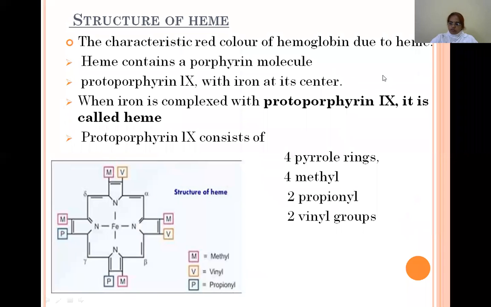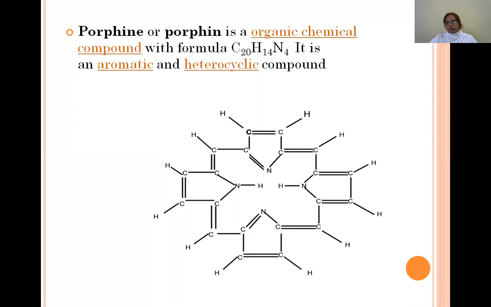Heme contains the porphyrin molecule. You should know the details about porphyrin. What is porphyrin? Porphyrin is an organic chemical compound with the formula C20H14N4, that is 20 carbons, 14 hydrogens and 4 nitrogens. It is an aromatic and heterocyclic compound. See here, this is the porphyrin structure, a heterocyclic compound.